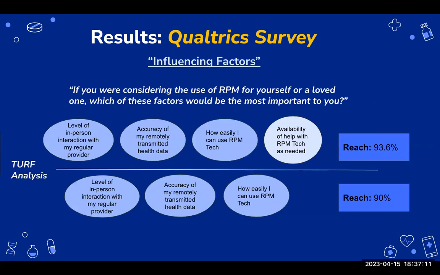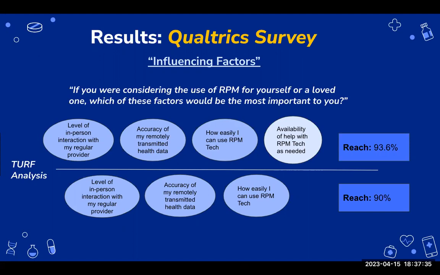The results of the turf analysis from this section revealed that participants considered multiple factors as important in the hypothetical decision to use RPM for themselves or their loved ones. The combination of 4 factors that had the greatest reach across participants suggests that potential patients value a comprehensive approach to RPM that includes support, accuracy of data, ease of use, and regular interaction with their healthcare provider.